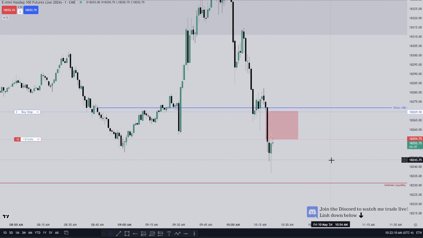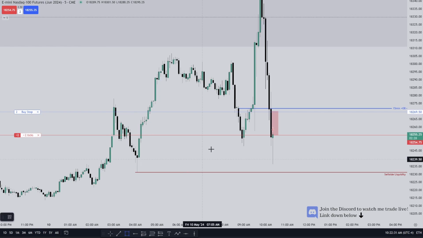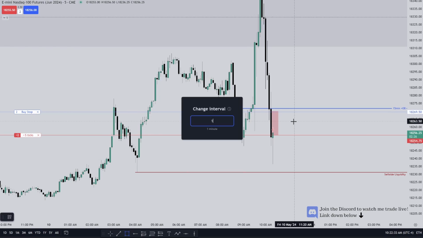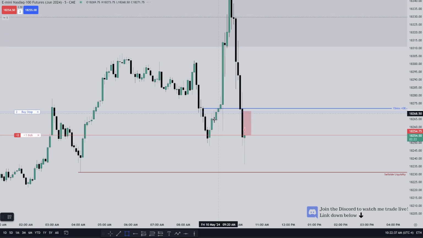All right, short here in this fair value gap. Stop loss placement is above consequent encroachment of this wick. And then I'm looking at the 5-minute as a bearish breaker. Or no, 15-minute. You could do the 5 too.